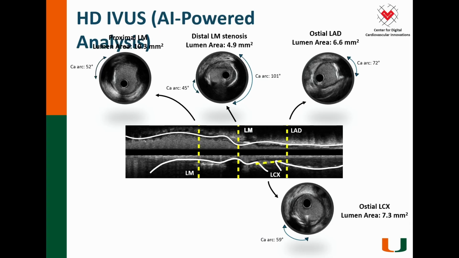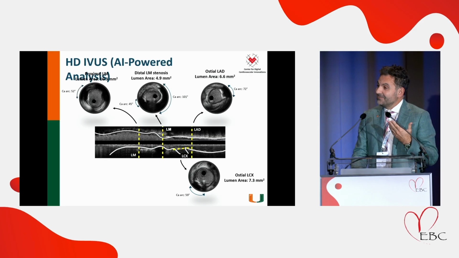So you ask for imaging, and essentially here is the imaging. It's invasive imaging. As you can see, on the top left, the proximal left main, then the distal left main with a lumen at 4.9, ostial LAD 6.6. So it seems like the distal left main to ostial LAD has some disease, and then circumflex 7.3.